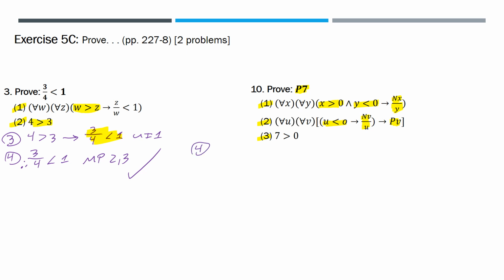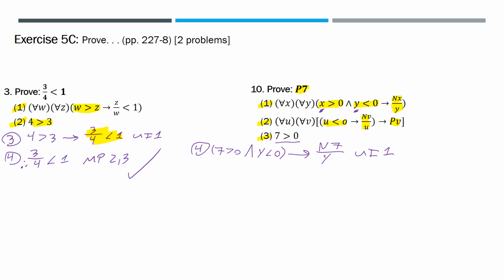For line 4, we're going to work on premise 1. Well, 7 is greater than 0, so let's substitute 7 for x. What about y? I think we should just leave that alone. So we'll get 7 is greater than 0 and y is less than 0, implies, we can put parentheses here. Some textbooks require that, the Suppes and Hill textbook does not. And then we have N 7 over y by the universal instantiation, line 1.